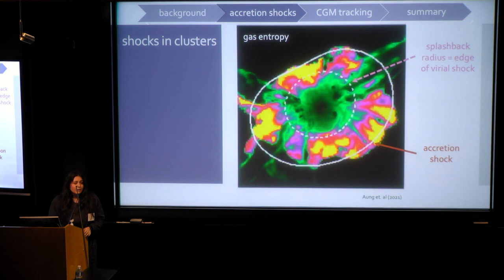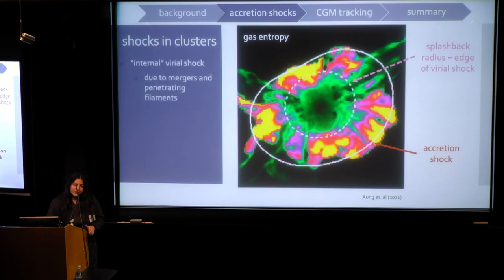I also want to talk about shocks in the cluster environment. This is another very important component of them. So this here is the gas entropy profile around a simulated cluster. There are two radii that are highlighted. The inner dashed line is the splashback radius. I'm not going to be talking about that at all. I just wanted to label it for you. We could chat about that later if you want. And this outer solid line is the accretion shock.